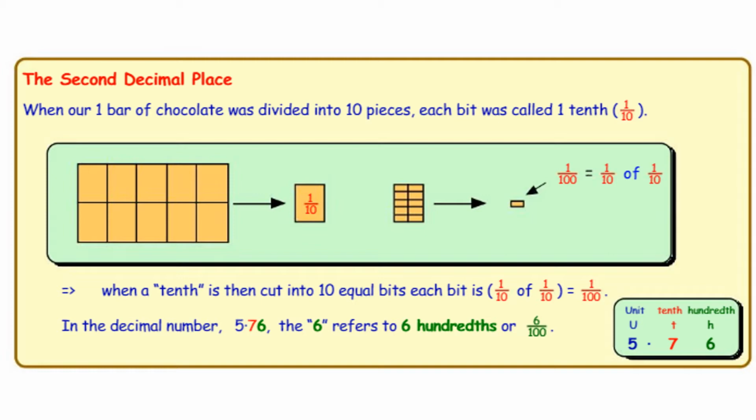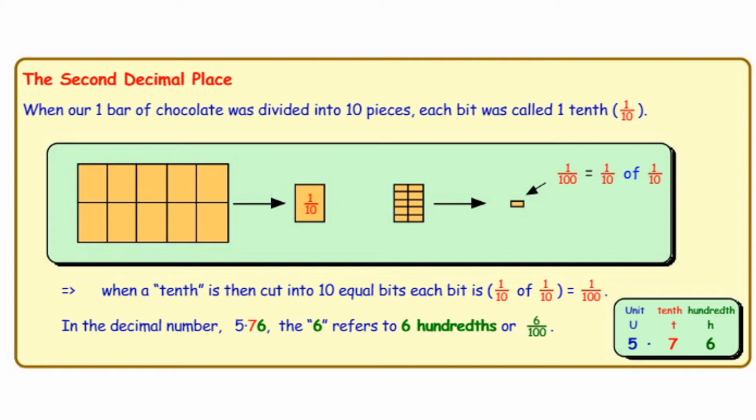And you can see the way the diagram has been done. We've got our whole bar of chocolate, then the arrow to our tenth, and then that tenth you can see is cut into 10 pieces, which gives us a tiny little piece, really too small for you to cut in an actual bar of chocolate, and that's your hundredth. And down at the bottom it says, when a tenth is cut into 10 equal bits, each bit is a hundredth. And in brackets it says 1/10 of 1/10 is a hundredth.